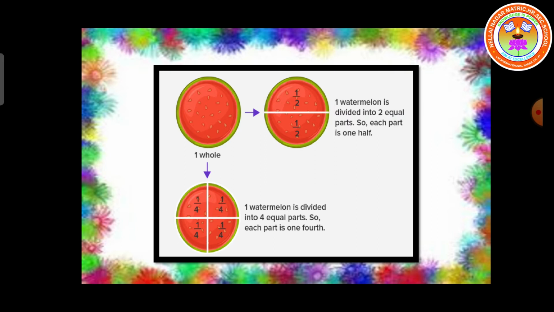Then see the third picture. One watermelon is divided into 4 equal parts. So each part is 1/4. I told you that pizza example, right? So here the fraction is 1/4 of the whole. Students, now you understand the fraction concept? Yes?